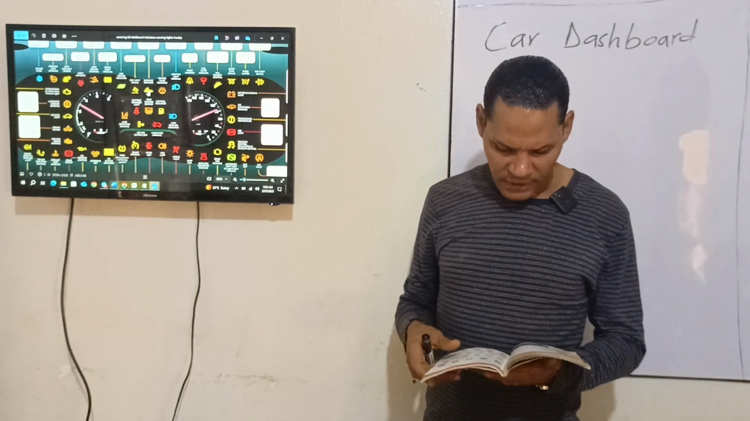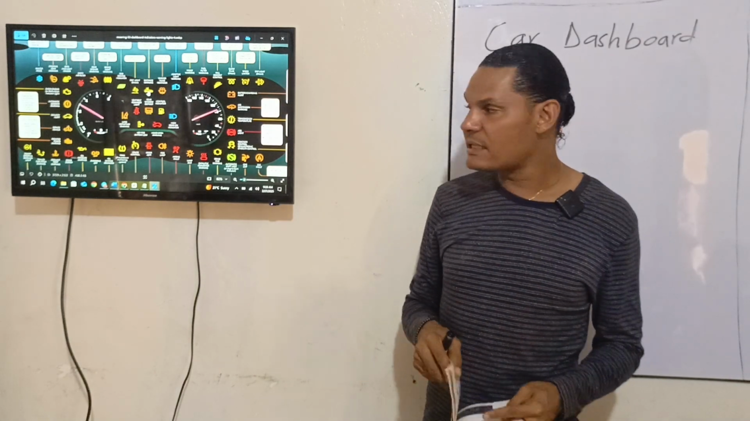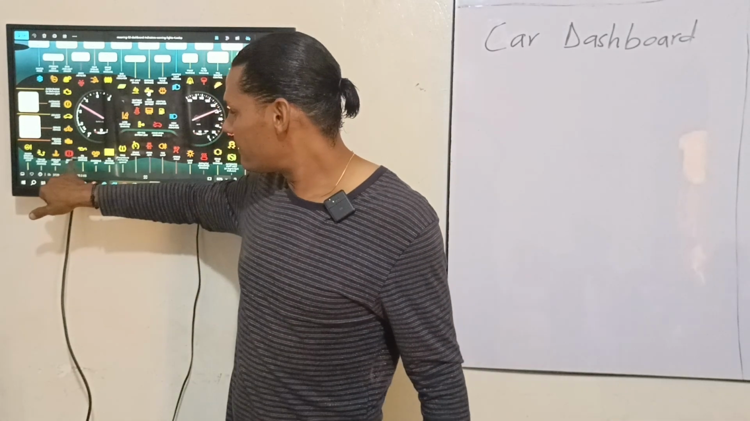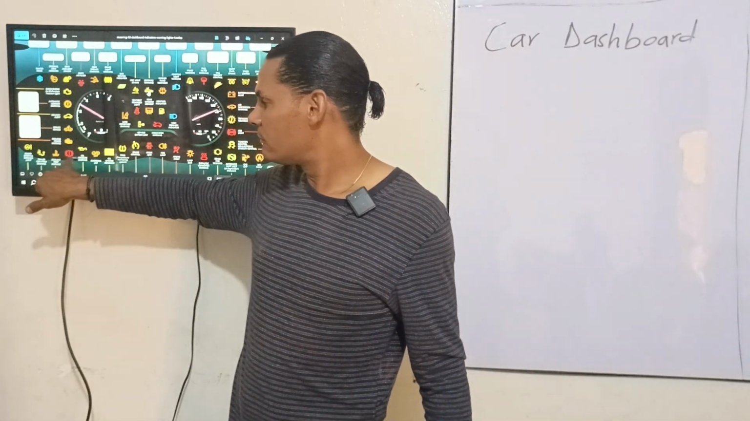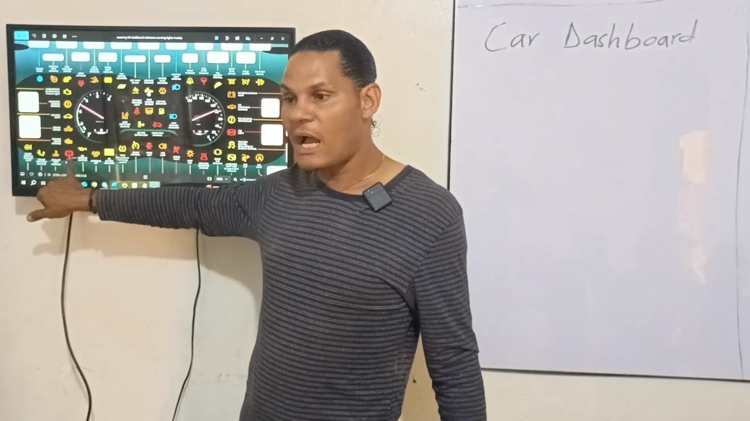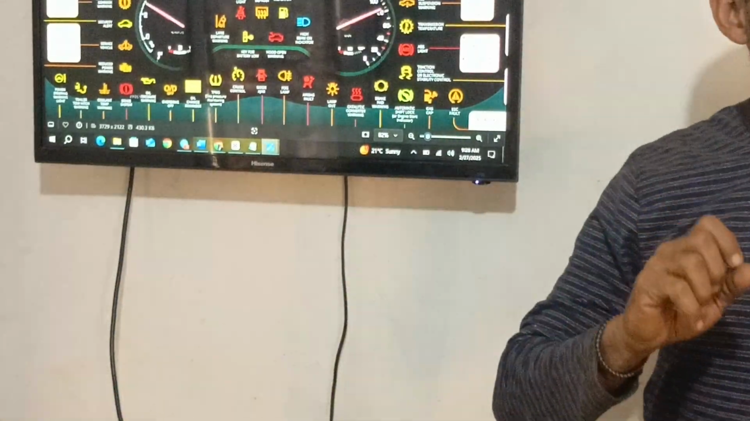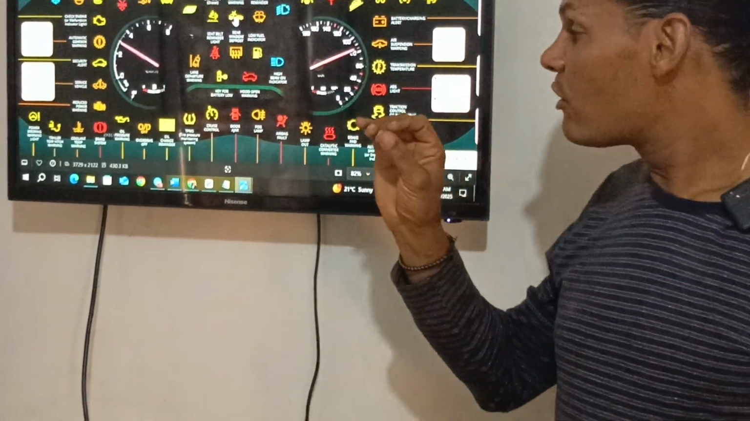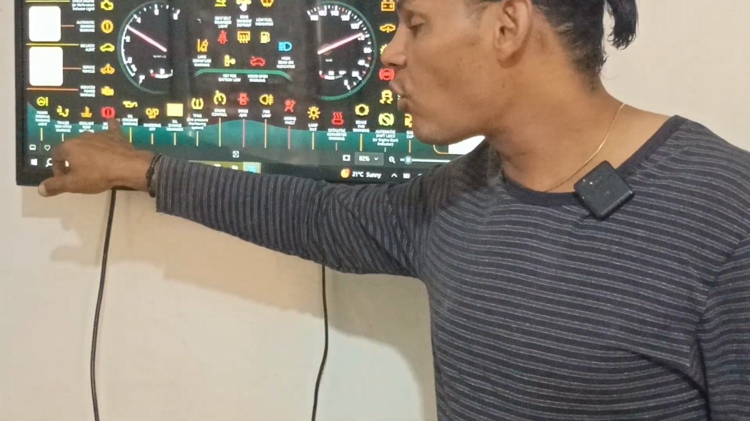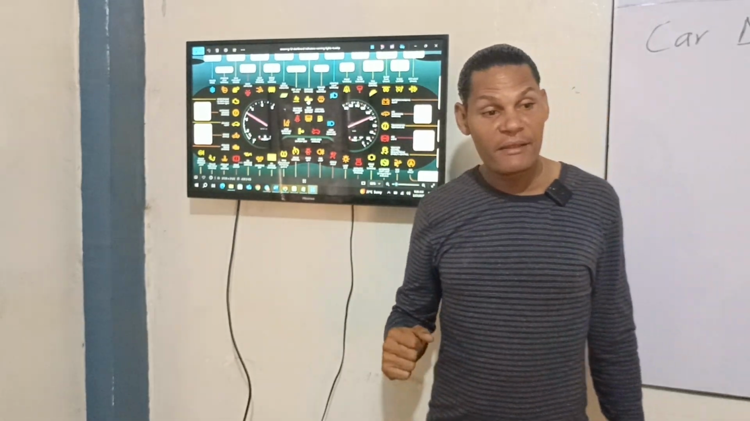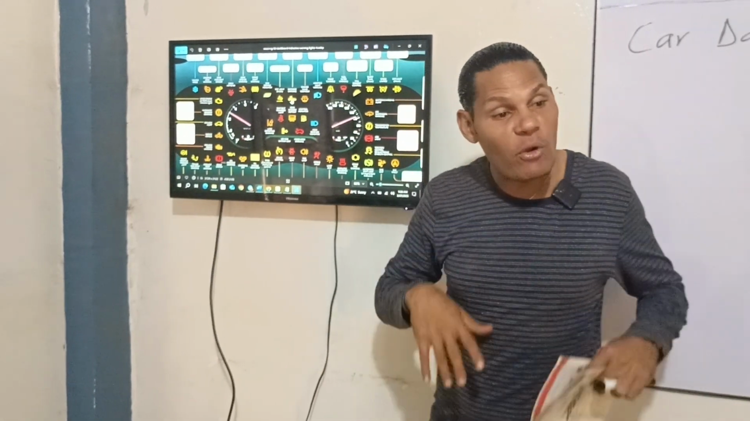We're starting with the parking brake indicator. This is your handbrake. If your handbrake is up, there are so many people who drive with this light on without knowing why. Some people think the parking brake is capable of stopping a car.